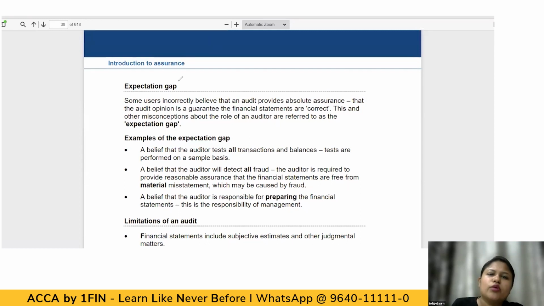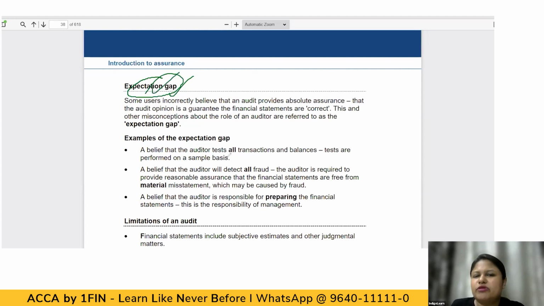Okay, then what is the expectation gap? Usually we see that people who do not have a proper understanding of what audit is, basically people who don't come from a commerce background, will not understand the exact meaning of the word audit. So they will think when an audit is conducted, that means there is no misstatement. When an audit is conducted, all the transactions are correct. Okay, so that is the way in which a misconception is created, and that misconception is considered to be the expectation gap. So what audit is and what people perceive audit to be are two different concepts. So that is called the expectation gap.